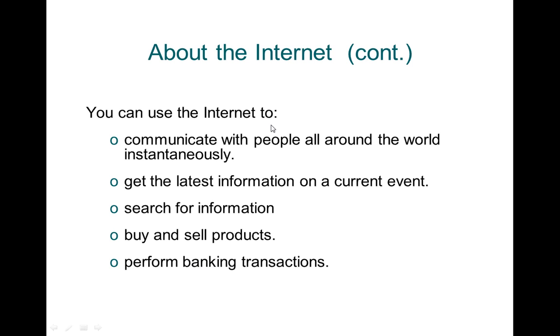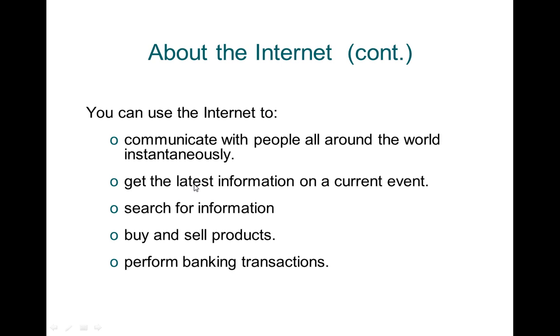Then, about the internet, what is the usage of the internet? We can use the internet to communicate with people all around the world instantaneously. It means you can talk or communicate with different people all around the world. Like you are sitting in Virginia and I am sitting in India, we communicate with each other with the use of the internet. Instantaneously means in a quicker, shorter, or less period of time.